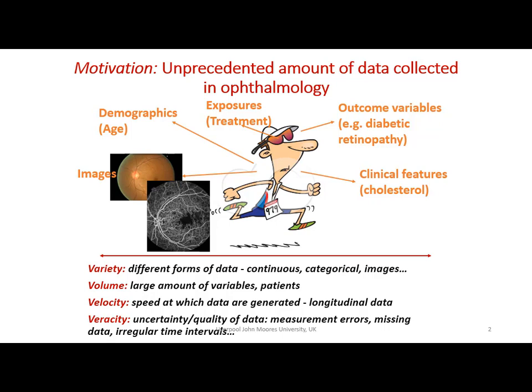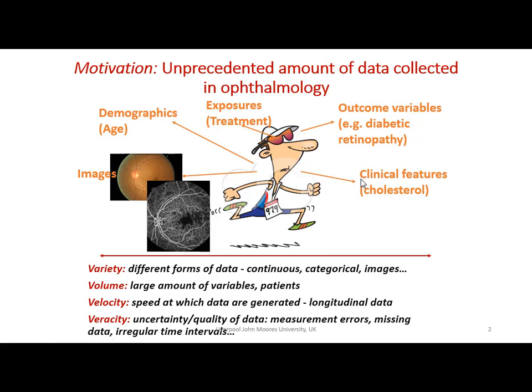So just to give a motivation, recently we are witnessing an unprecedented amount of data collected in ophthalmology. You are witnessing that too. What I mean by that is you have to make decisions about treatment, diagnosis, screening, monitoring, and those decisions are becoming increasingly large because you have to look at very large data in terms of images. This is millions of pixels. You need to look into demographics. You look also into outcome variables and clinical variables.